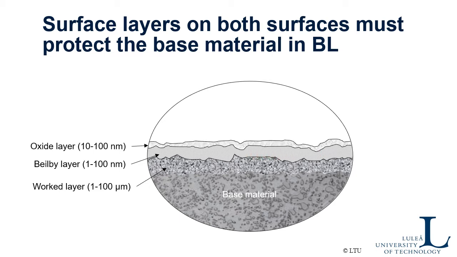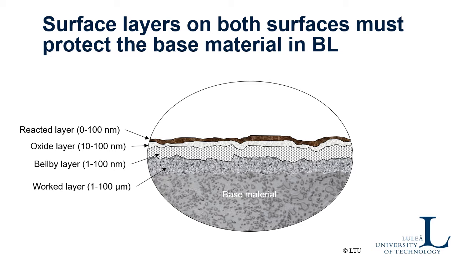On top of that you may have an oxide layer. The oxygen in the air has reacted with the top layer and formed an oxide, and on that you may have a layer reacted by something else too. It could be an additive reacting with the surface, and on the top you have a physically adsorbed layer, which is very thin. It's only one or a few molecule layers thick, and then you have the lubricant, which could be a fluid or a gas. So we need to remember this picture when we talk about boundary lubrication.